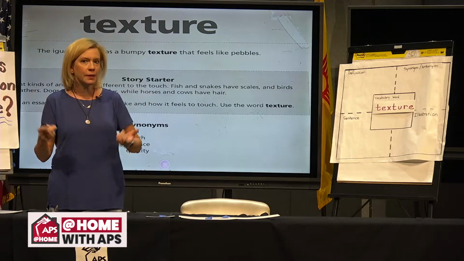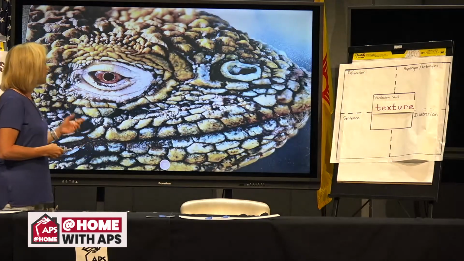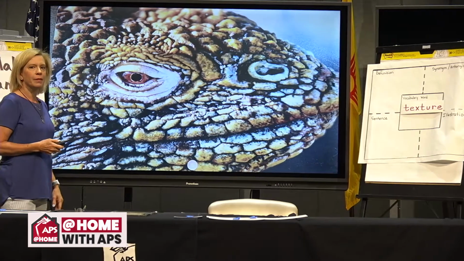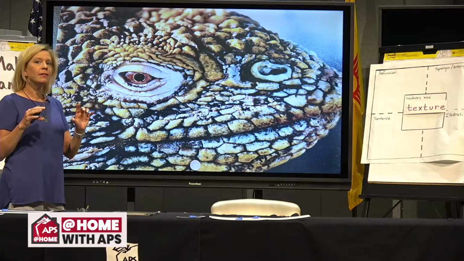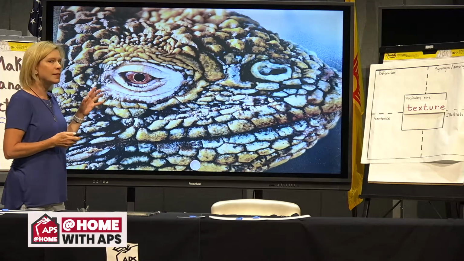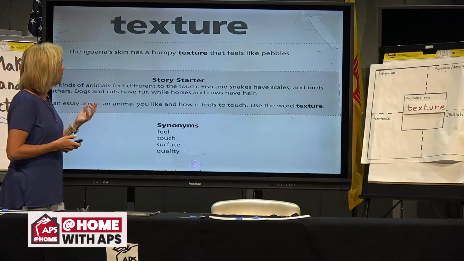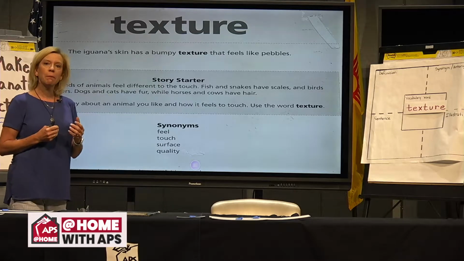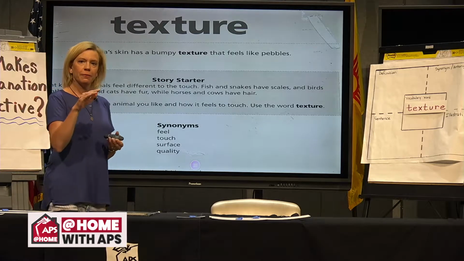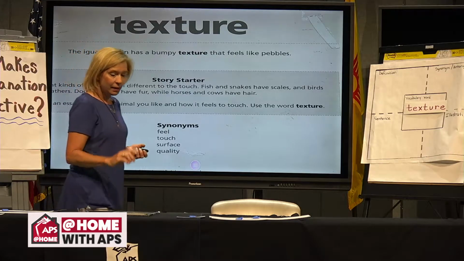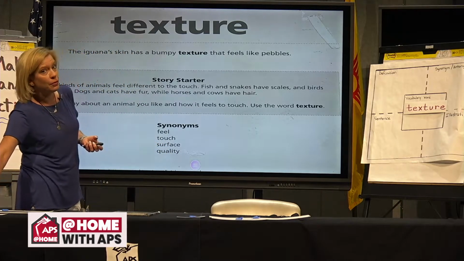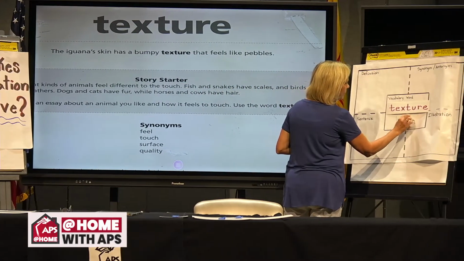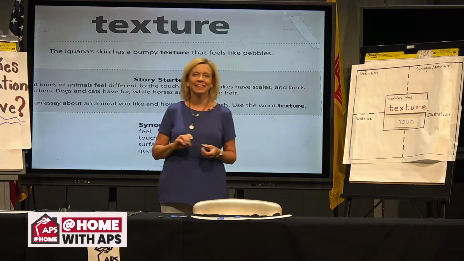But we can also see that texture, can't we? Let's look back. You can definitely see the texture on his skin. And I would love to touch that, very gently, of course, just to see what it feels like. But our texture says our iguana has skin that feels like pebbles, so it's rough. Our texture, the word, is a noun. It's a thing. Texture.